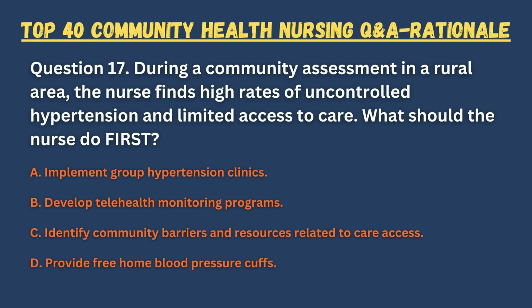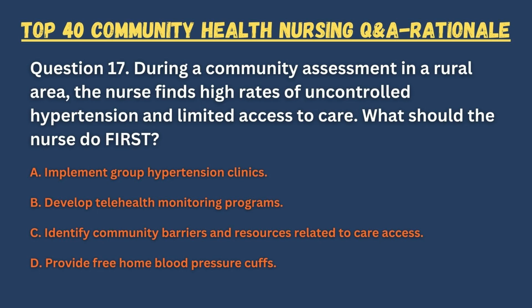Question 17. During a community assessment in a rural area, the nurse finds high rates of uncontrolled hypertension and limited access to care. What should the nurse do first? A. Implement group hypertension clinics. B. Develop telehealth monitoring programs. C. Identify community barriers and resources related to care access.